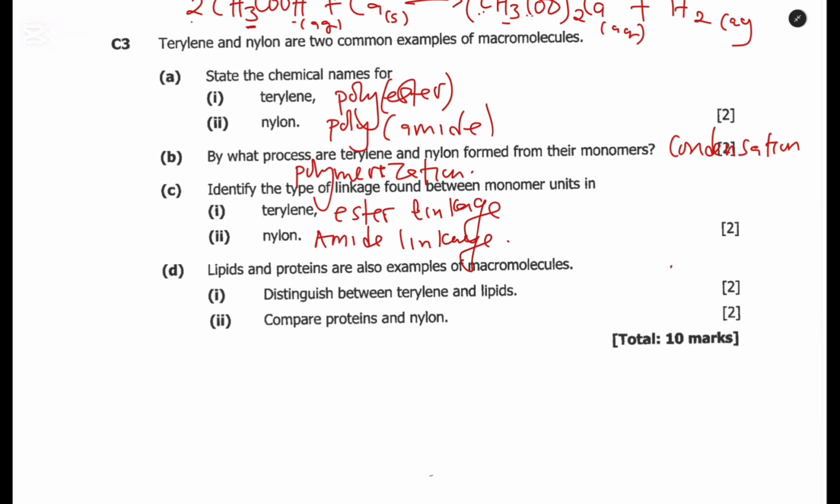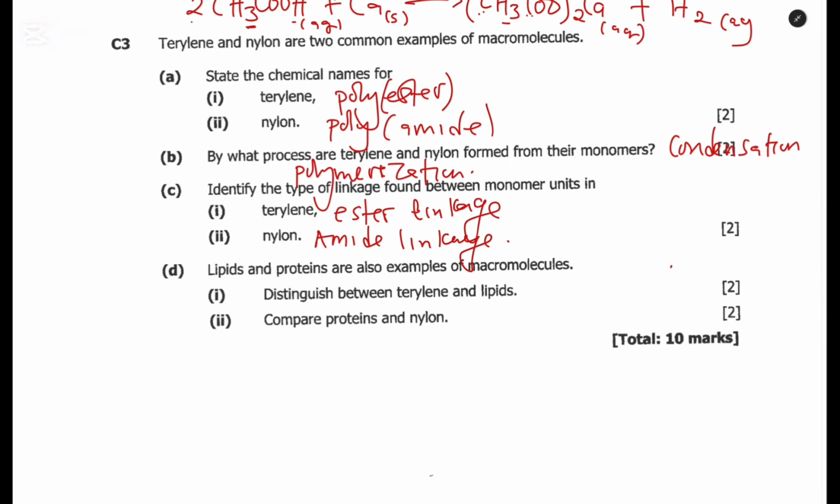All right, so the last 2 questions, that is D. Lipids and proteins are also examples of macromolecules or natural polymers. So proteins, lipids, and carbohydrates, these are natural polymers. Now what are the questions? Distinguish between terylene and lipids. So differentiate between terylene and lipids.